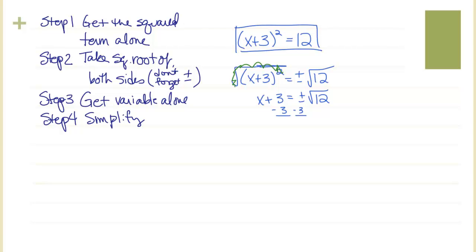Now that 3 is not a like term with the 12. Think about radicals working the way that variables do. So I have negative 3 plus or minus the square root of 12. And then I have to ask myself, can I simplify the square root of 12? Yes, 4 is a factor of 12 and 4 is a perfect square. So I take the square root of 4 out.